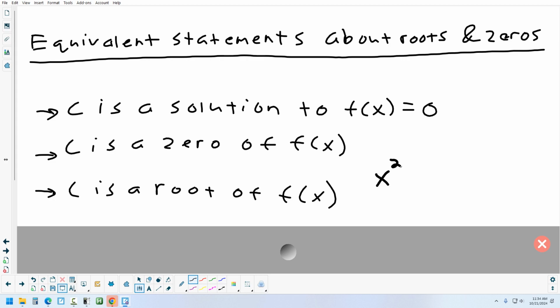Let's do... could somebody factor that for me? x squared minus x minus 6.